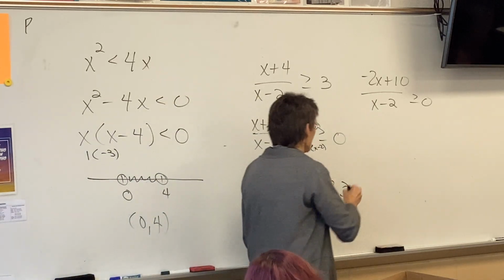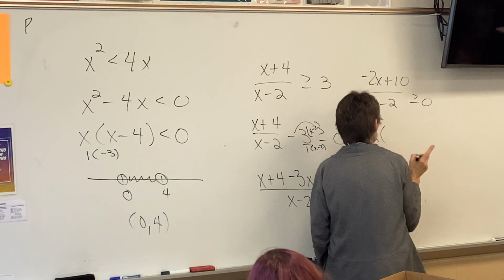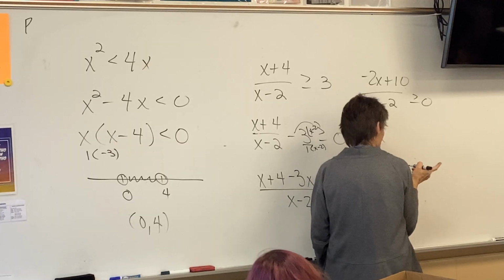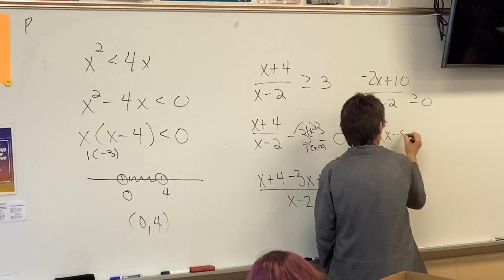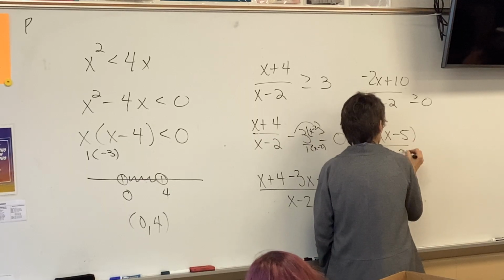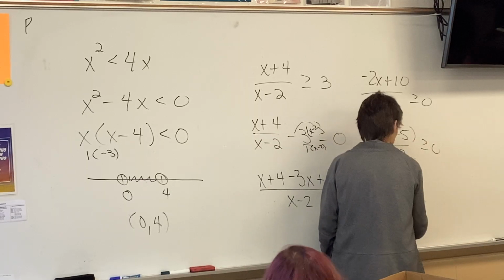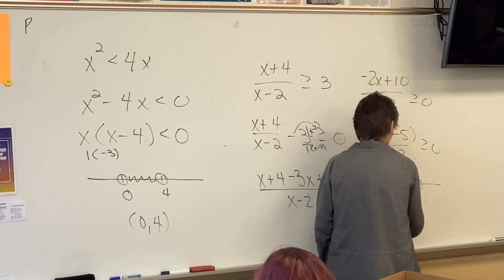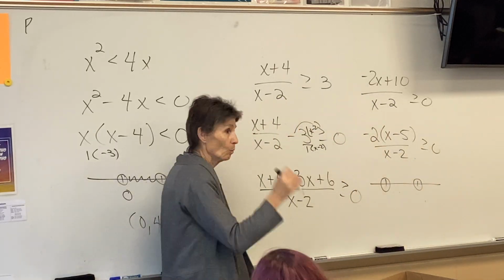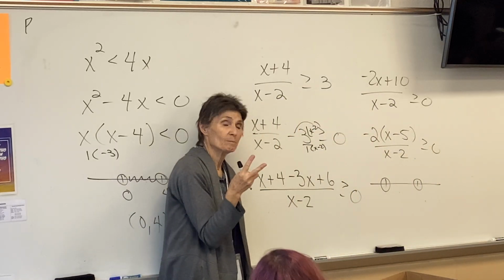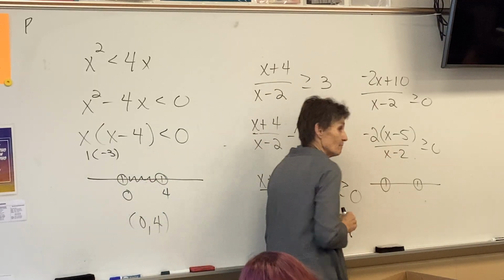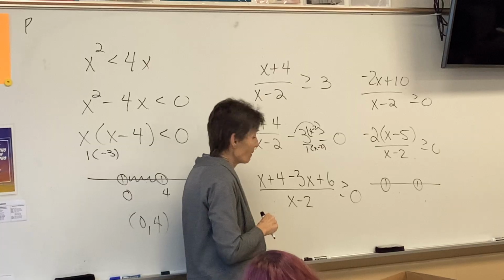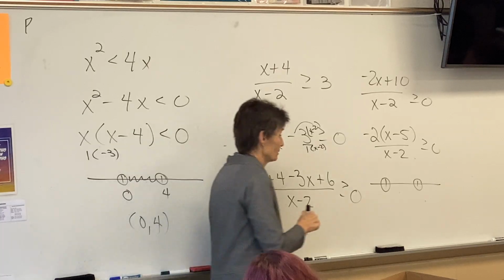Take a -2 out of the top if you want to, and if you do, do it carefully. You take out a -2, and we'll have x minus 5. That matters because now I know where to put my dots. I get 1 dot from the top, 1 dot from the bottom. The dot on top is at 5. The dot on the bottom is at 2.